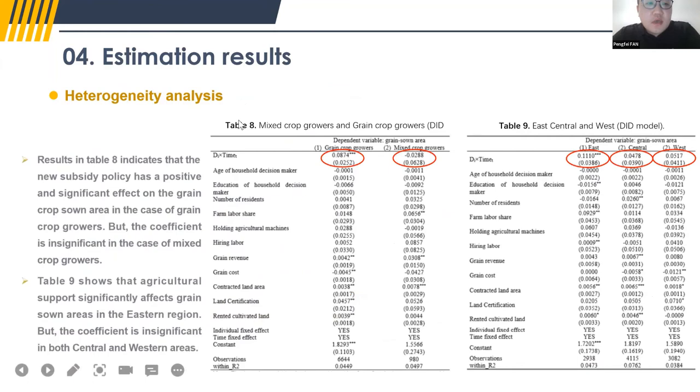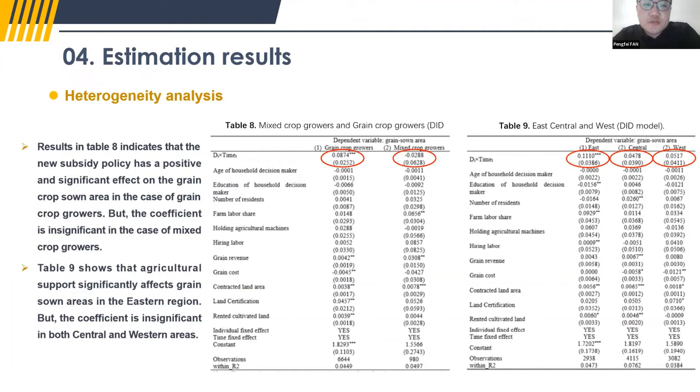And in addition, as a large country, China's farmers and regions are quite different. The effect of the policy may vary across those differences. So we need to analyze from the perspective of crop type and regional difference. Results in table 8 and table 9 indicate that the subsidy policy positively impacts food crop growers rather than mixed crop growers, and compared to the central and western regions, the impact of subsidy is mainly in the eastern region.